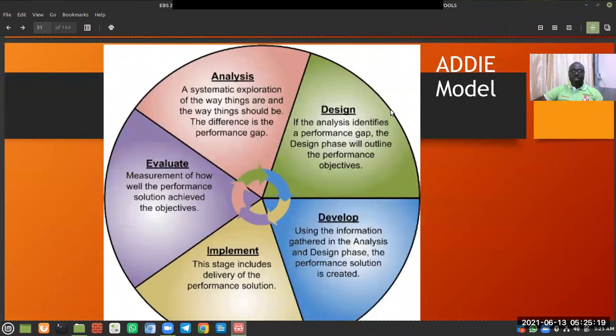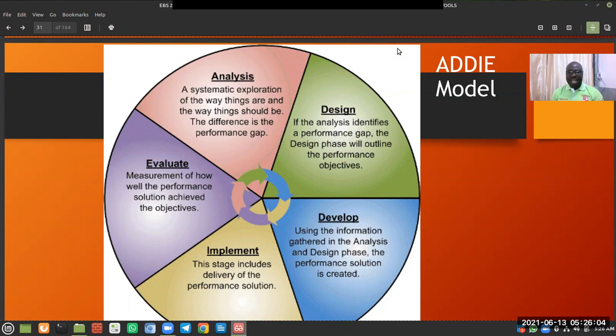When we take the ADDIE model, the analysis stage explores the way things are and the way things should be. What is the situation we have observed currently? What is the desired situation that should be? As you think along these lines, and you are able to identify the gap that exists between what the situation is and what it ought to be, you are conducting an analysis.